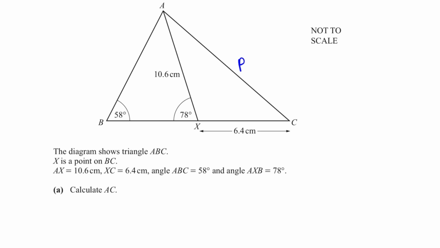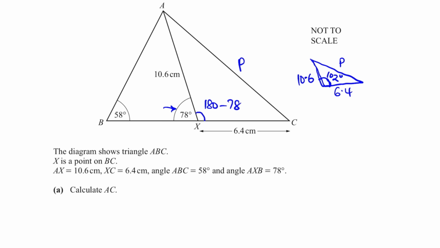First of all, P is a part of a triangle where two sides are given. This side is given as 10.6 and this side is given as 6.4. We need this angle to be able to calculate for P. So we find that angle by subtracting this given 78 from 180. So I'm going to say 180 minus 78, and that is going to be 102 degrees.